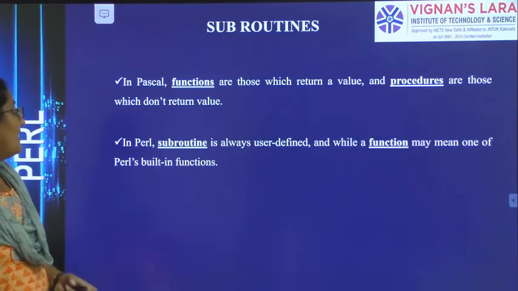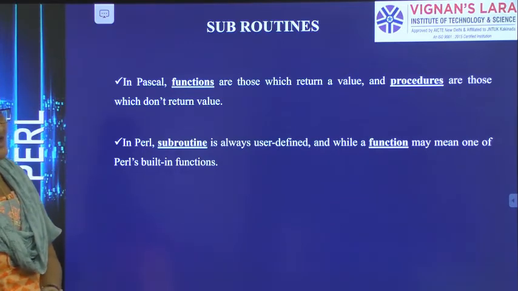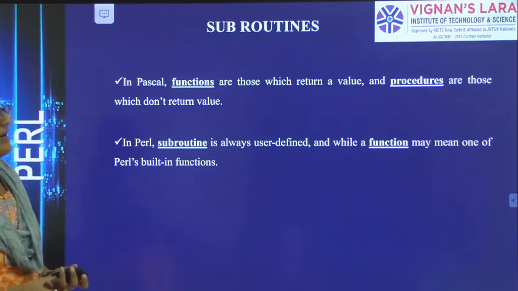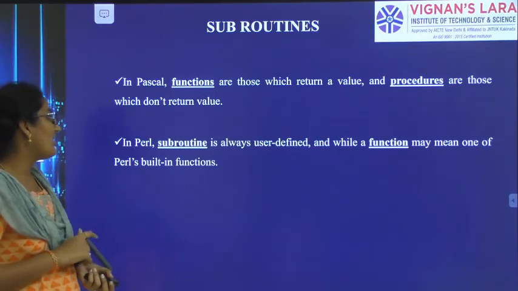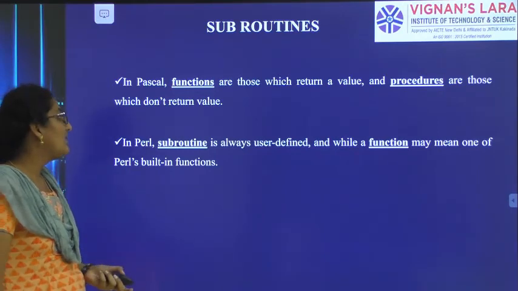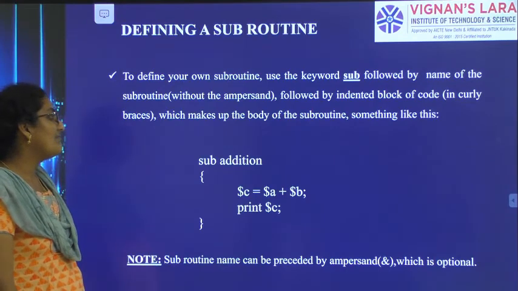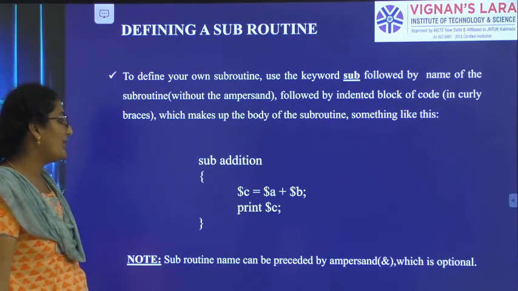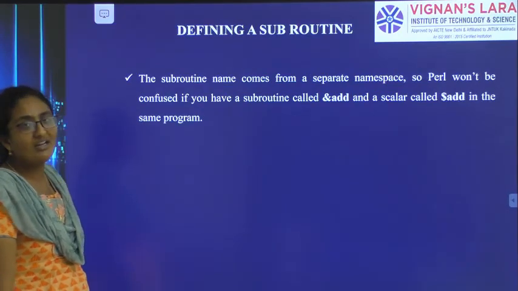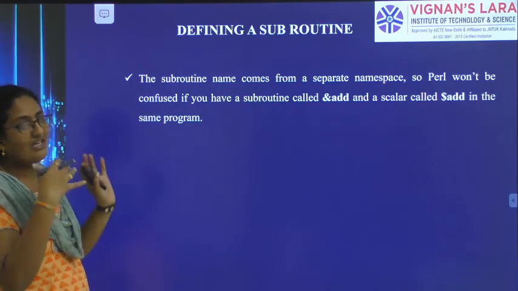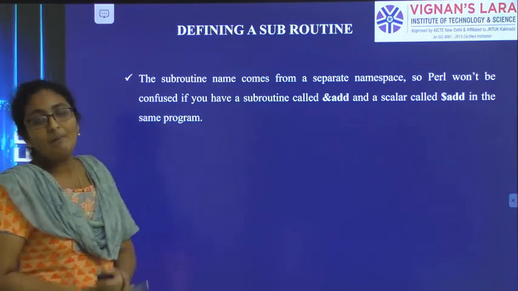Next, subroutines. In Perl programming, we have different types of functions: user defined functions, predefined functions, callback functions, and in the same way variable functions also. Subroutines are nothing but user defined functions. You can define them on your own using the keyword sub, and the ampersand symbol if you want, otherwise you can leave it. And the Perl interpreter will not confuse between ampersand add and $add. $add is a scalar variable for the Perl interpreter. Ampersand add is a subroutine for the Perl interpreter.